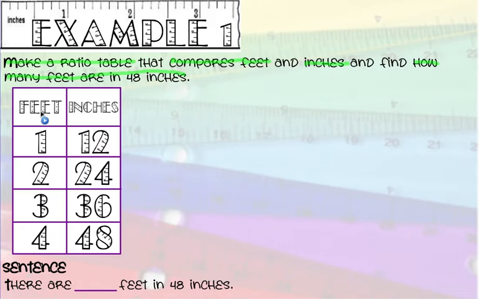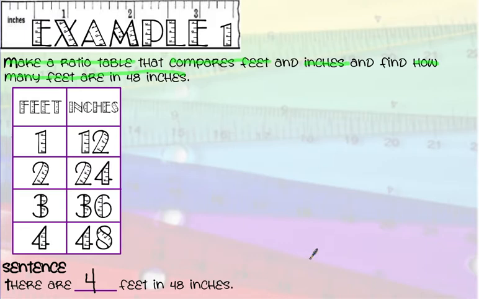All right, so you should have had feet and inches. If you had inches over here and feet over here, that's fine. I just chose to set it up this way. It doesn't matter which side you put it on, as long as your numbers are correct. So for every 1 foot, I have 12 inches. For every 2 feet, I have 24, times 2, times 2, times 3, times 3, times 4, times 4. So I know that my answer then would be that there are 4 feet in 48 inches.